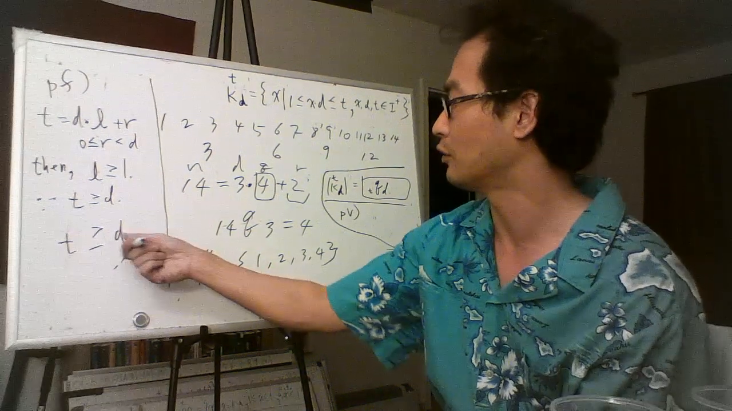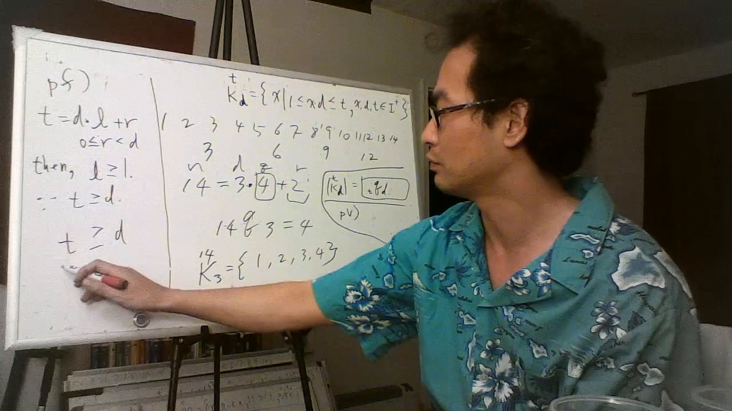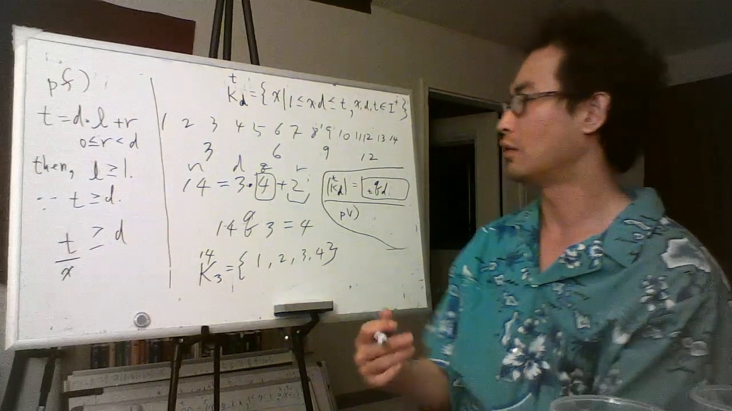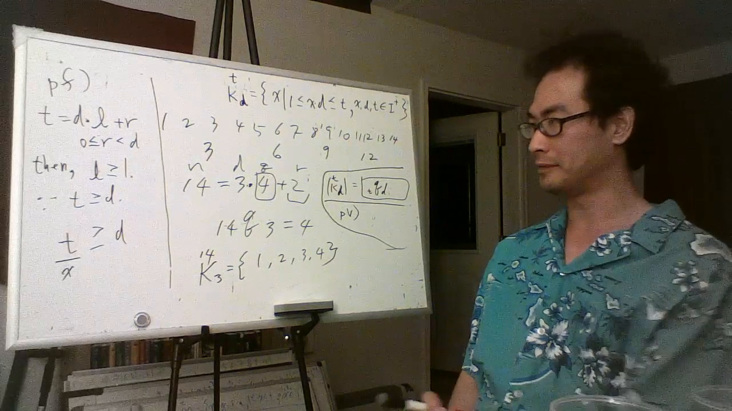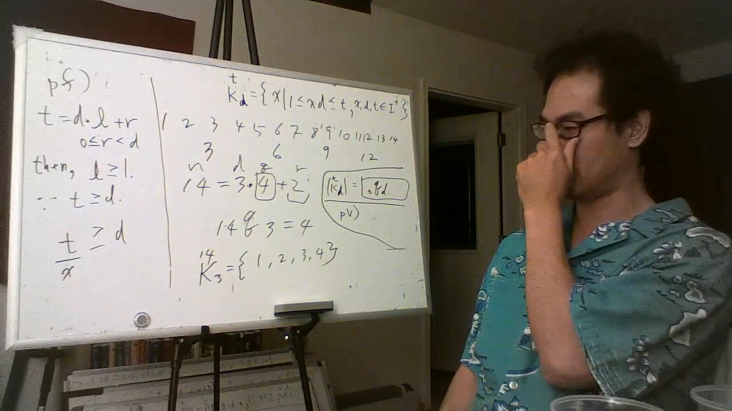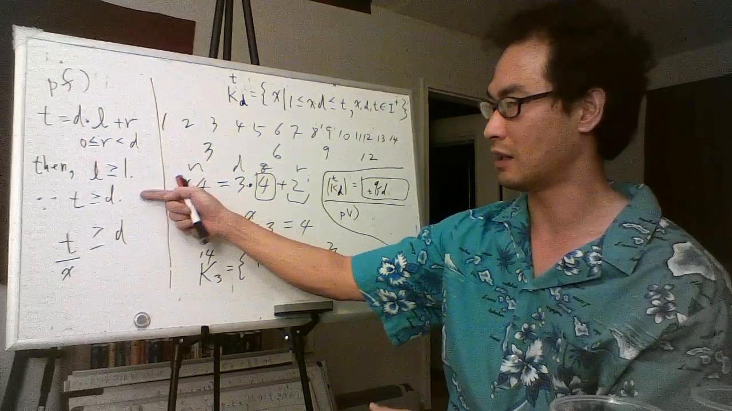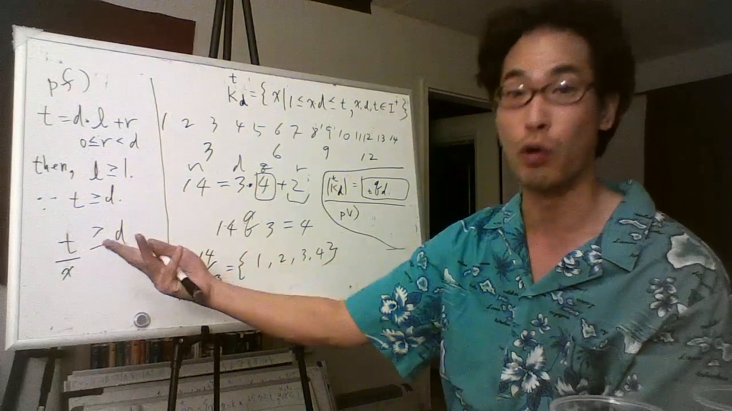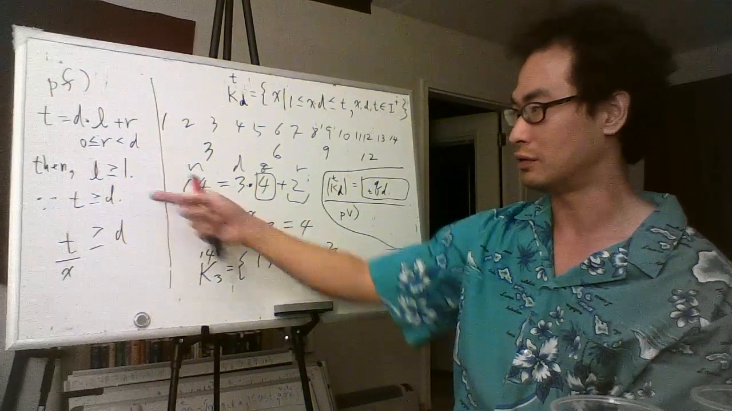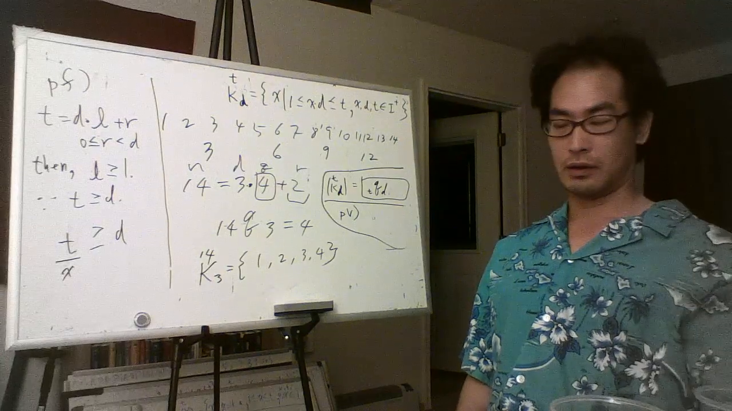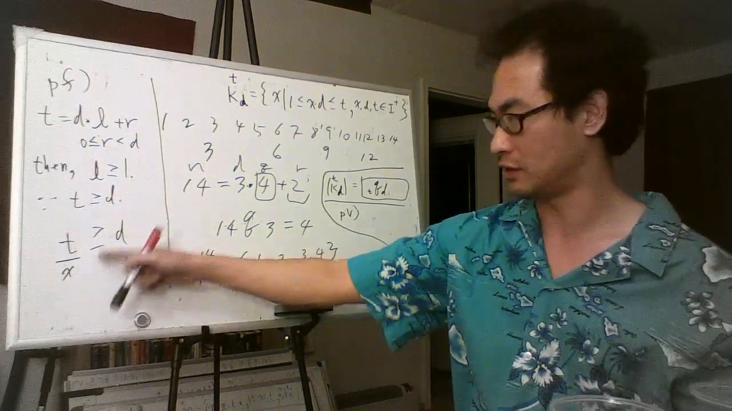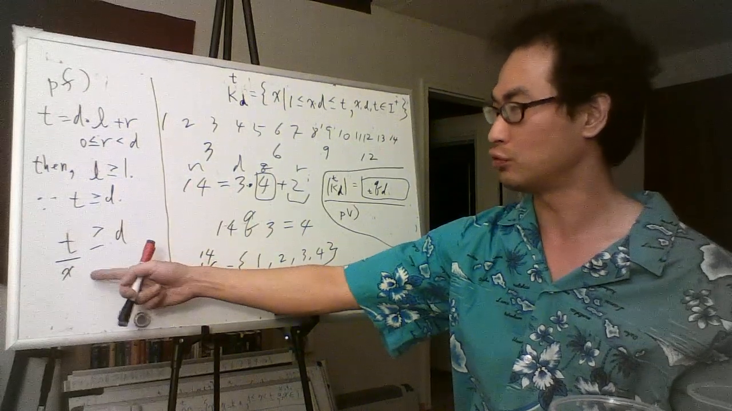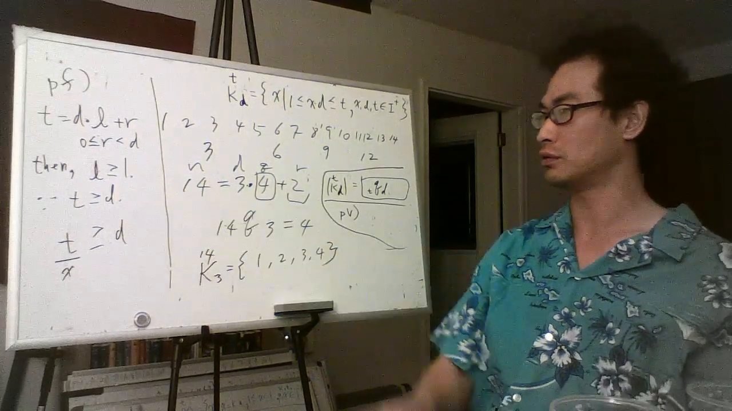No. What am I doing? Okay. Can we say this? That's my question. X is one or more. Then is this true? When X is one, it's done. But when X is two, does this still hold true?